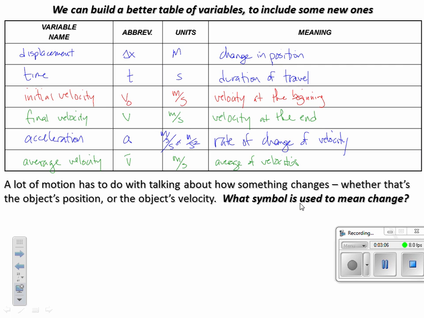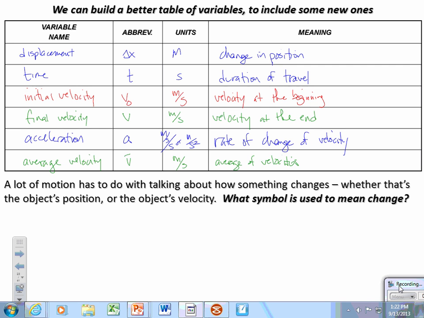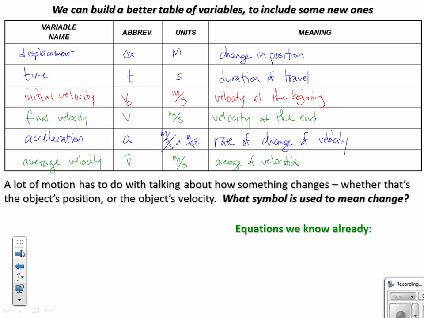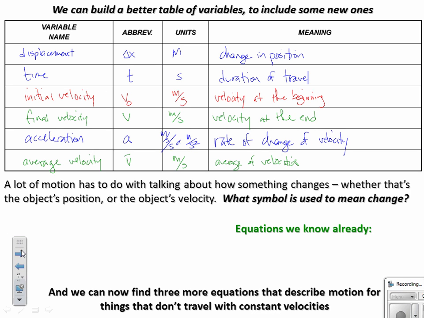As we move forward, we're going to talk a lot about changes in quantities. What do we use symbolically, mathematically to mean change? We use delta. Delta means change. And to find the change in anything, like for example, delta V, we always do the final value minus the initial value. You'll see that in a minute.